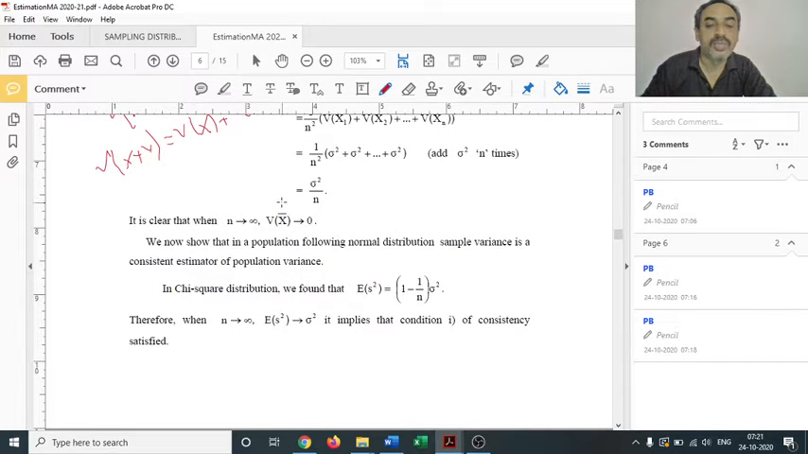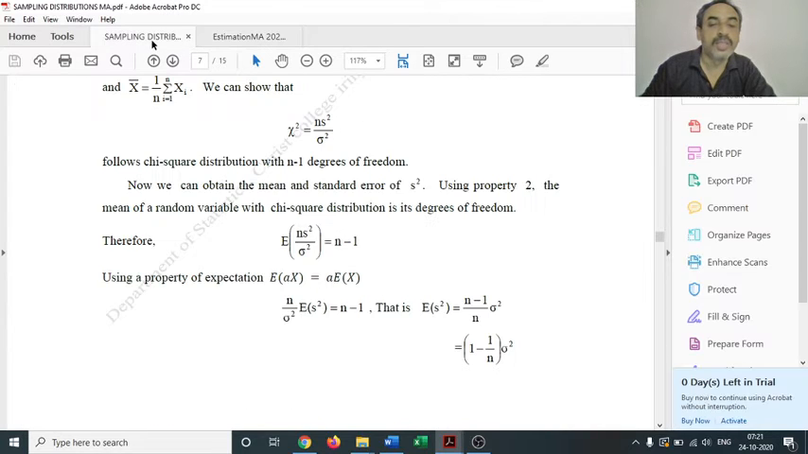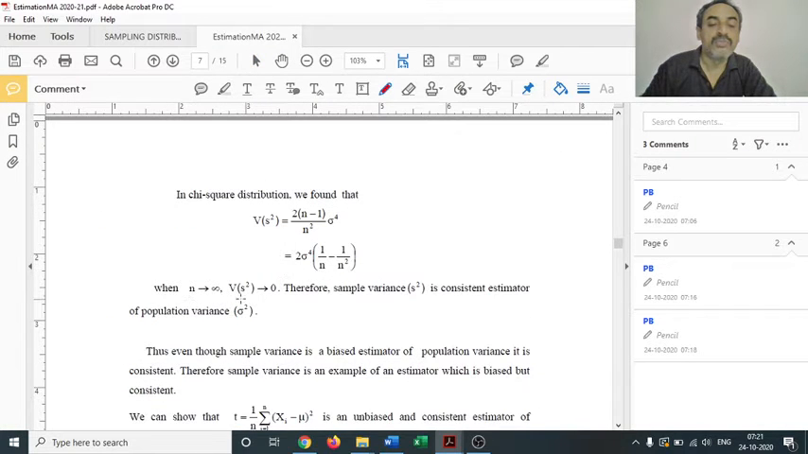Next, we can come to the variance of S square. In the sampling distribution, we found that V of S square equals 2 into n minus 1 by n square sigma raised to 4. That was discussed along with the chi-square distribution. So when n tends to infinity, V of S square tends to 0. Thus we have sample variance is a consistent estimator of population variance. So in the second elimination round, this sample variance is in. In the first round, that is of unbiasedness, it was out. It was only asymptotically unbiased. It is not unbiased. So sample variance is an asymptotically unbiased and consistent estimator.